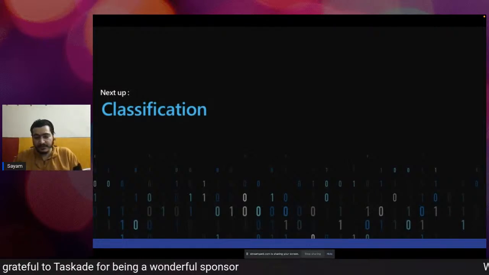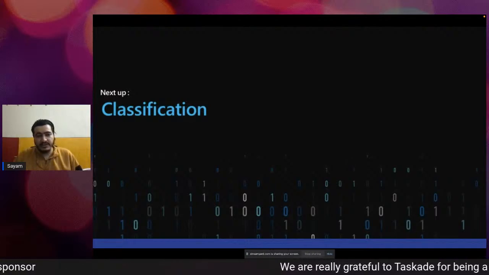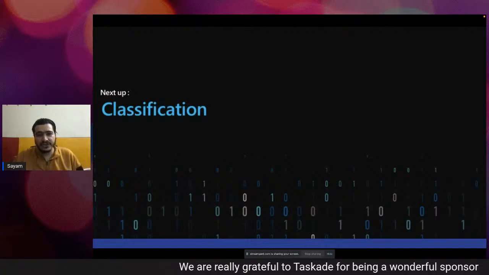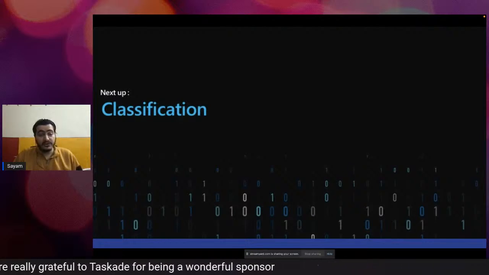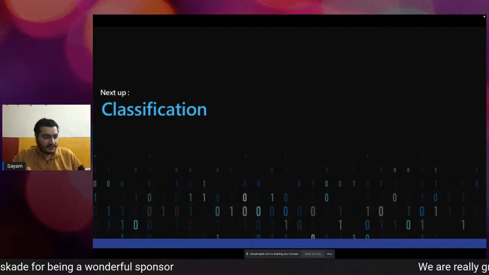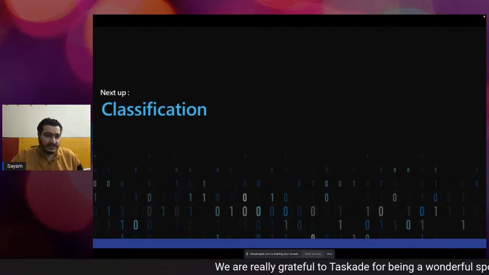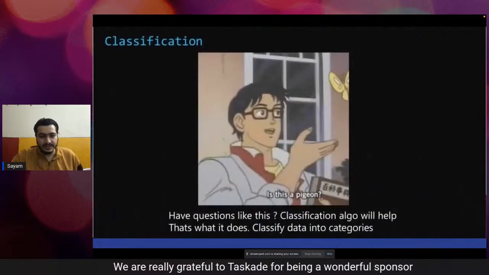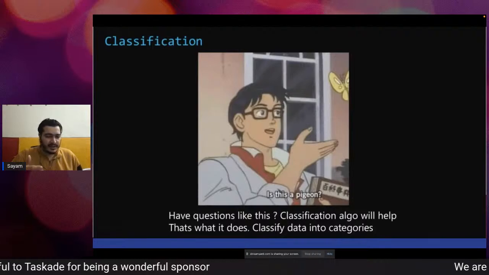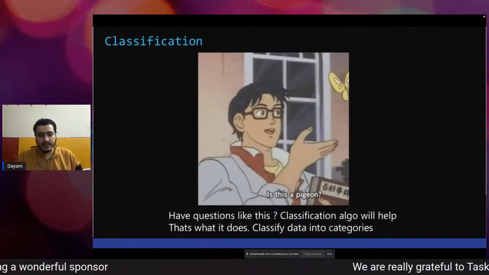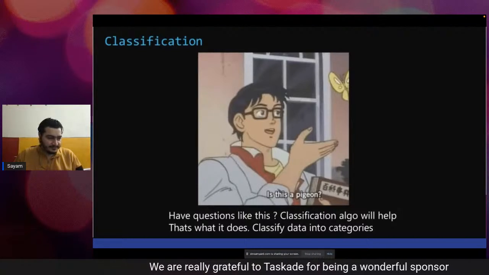Next up, the classification task. We are still continuing the series where I'm demonstrating what algorithms are out there for the supervised learning framework of machine learning. Next up from linear regression, I wanted to explain the classification algorithms. By classification, I mean there are different categories out there.